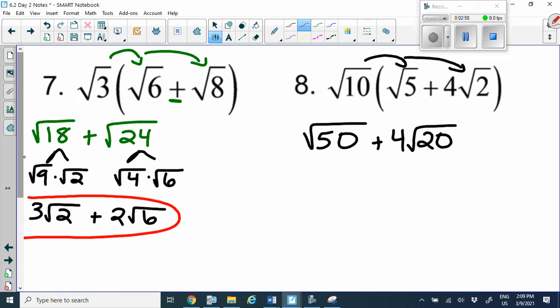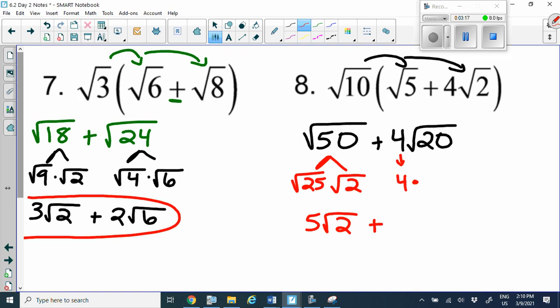So 50, is that a perfect square? No, it is not. So we know the largest perfect square that goes into it is actually 25. So square root of 25 times square root of 2. We know square root of 25 is 5, so I have 5 square root of 2. Then, don't forget, make sure you bring down this 4, so we have 4 times.